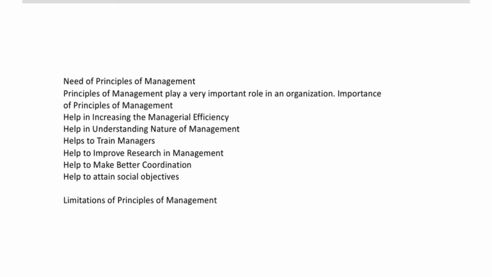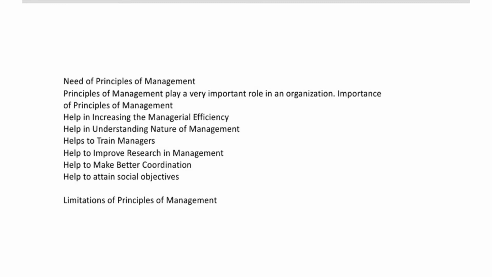So next, it helps to make better coordination. With the principles of management, definitely we can make use of the available resources. We can coordinate the material and human resources to achieve the objectives or goals of the organization, and it helps to attain social objectives. The principles of management play a significant role in the development of society.